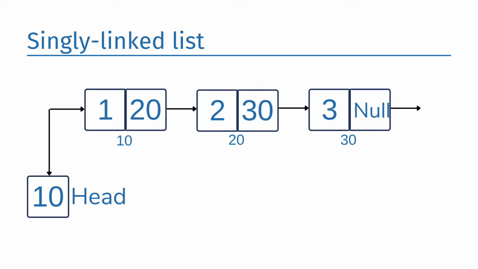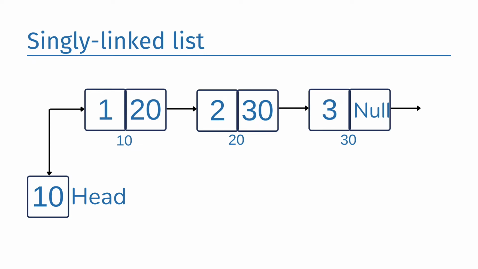In the figure, there are three different nodes having addresses 10, 20 and 30 respectively. The first node contains the address of the next node, 20. The second node contains the address of the last node, that is 30, and the third node contains the null value in its address part as it does not point to any node.